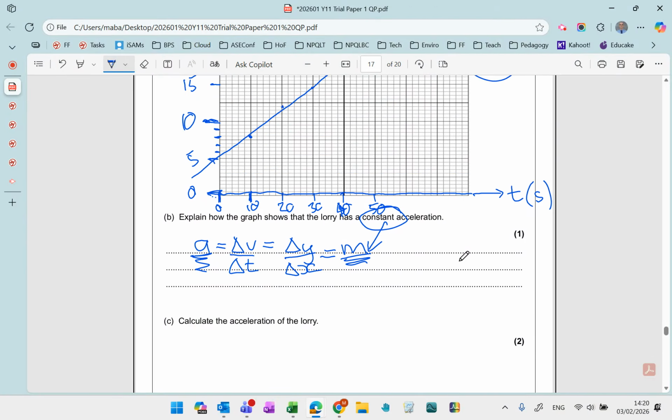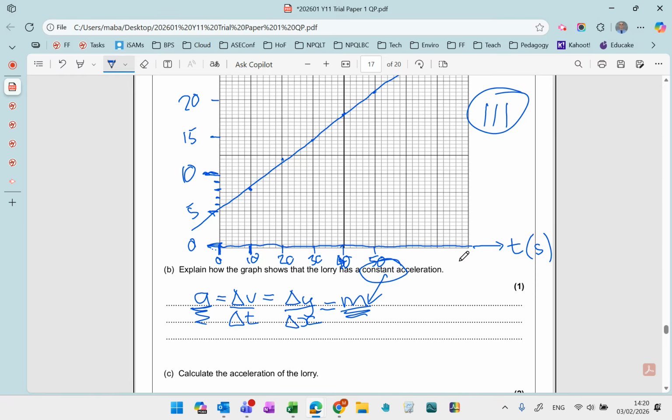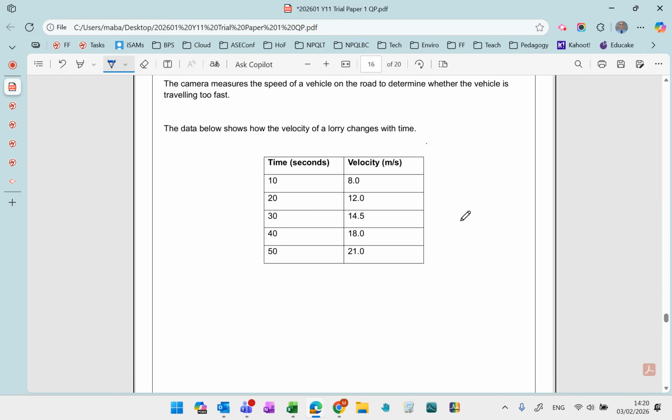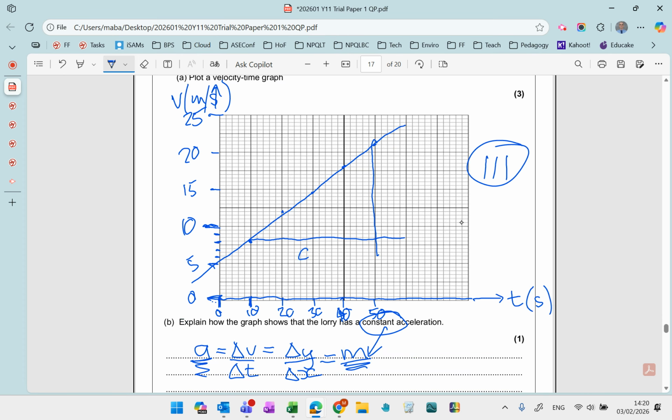Calculate the acceleration of the lorry. So there's 2 ways of doing this. You can either do delta v over delta t, or you can do rise over run. If you're going to do rise over run, then you choose the biggest possible triangle to do it across, and it's that triangle there. So if you look back at the original data, that's going to give you a base of 40, from there to there. That's your run, and then your rise is 21 minus 8, which is 13.